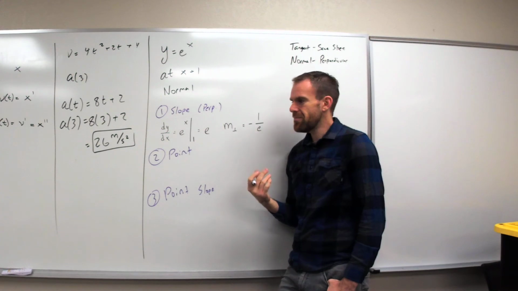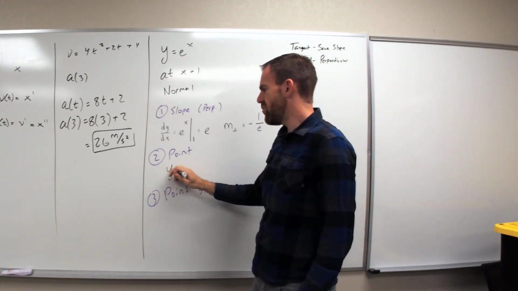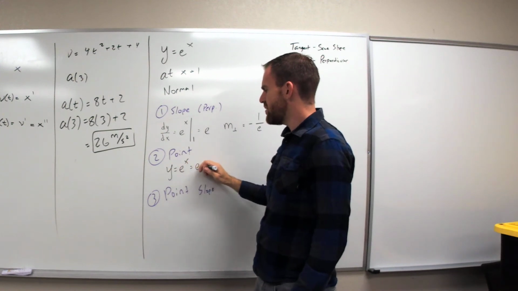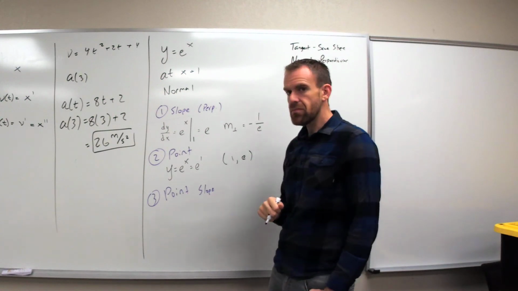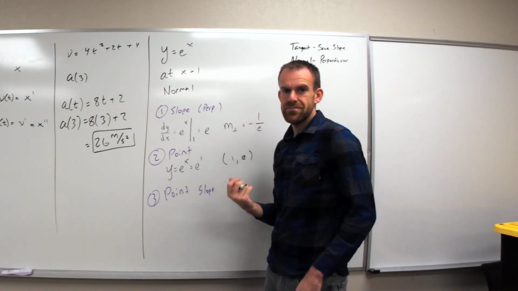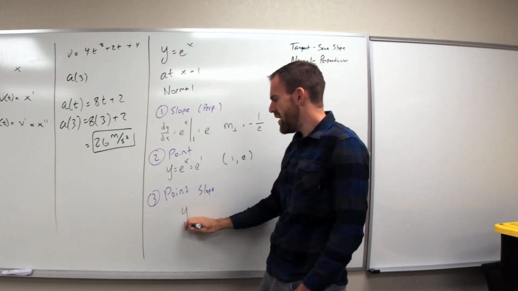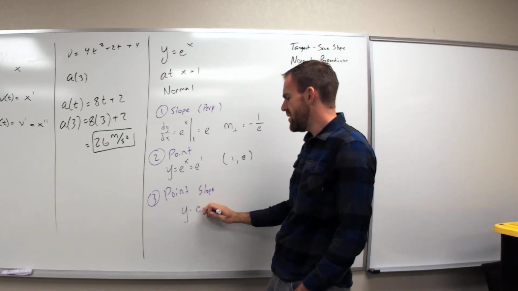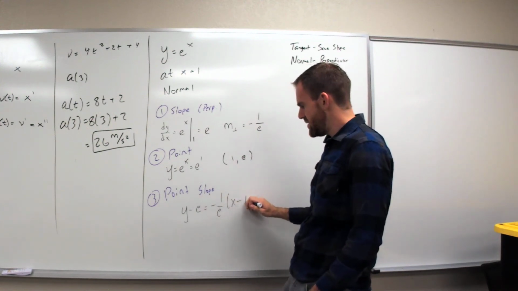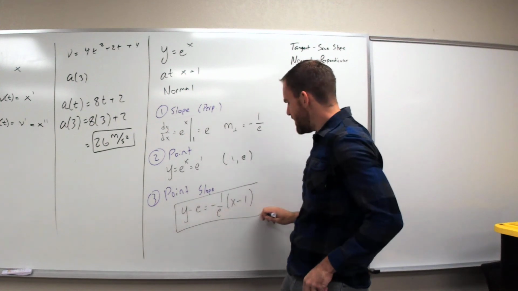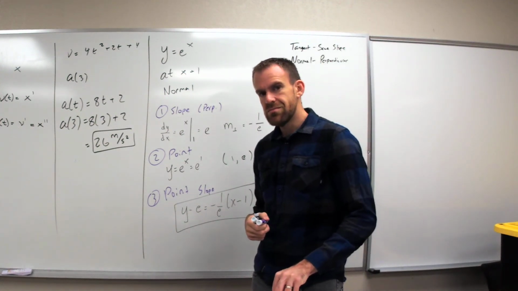Bothered? Don't be. How do I find a point? Well, I have the x value, but I don't have the y value. But I know that y equals e to the x. So y equals e to the 1. So my point is (1, e), because y equals e at x equals 1. Finally, I'm going to plug it into point slope. We remember that's y minus y1, which is e, equals m times x minus x1. And that's the equation of the normal line at the point x equals 1.